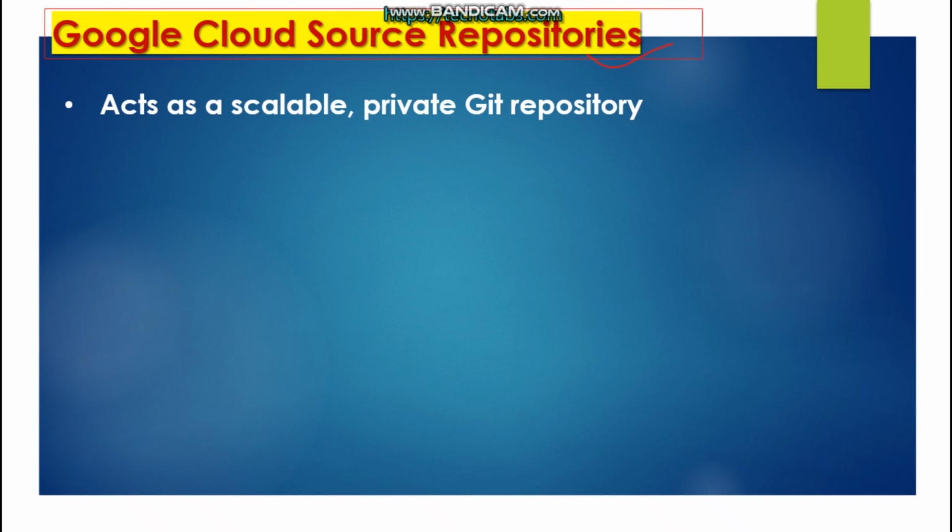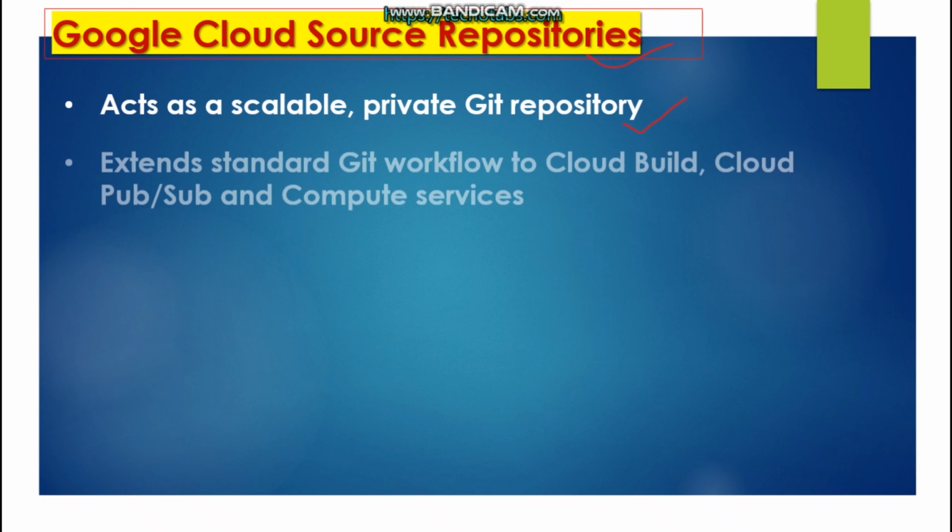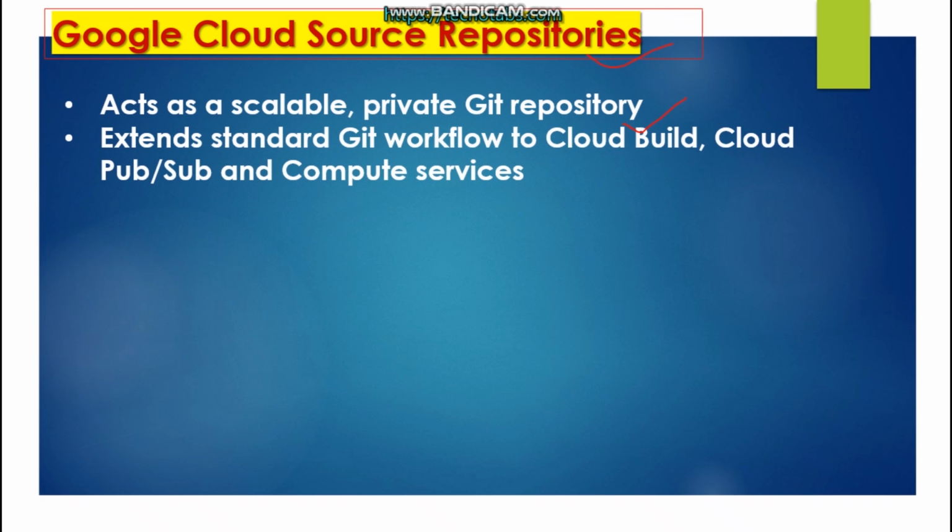So the next one is cloud source repositories. It acts as a scalable private Git repository where you can store your code and all the developers and DevOps team can make use of it. It extends the standard Git workflow to cloud build, cloud PubSub, and compute services. So the idea here is that your source code, when you are using the cloud source repository, will be close to the GCP environment. All right.